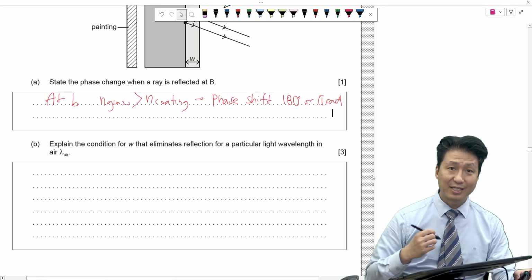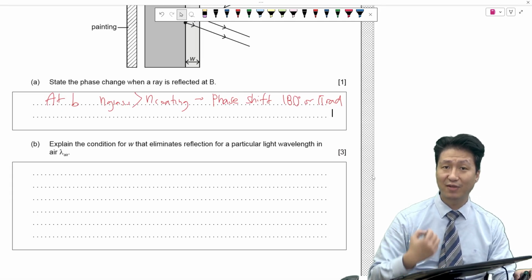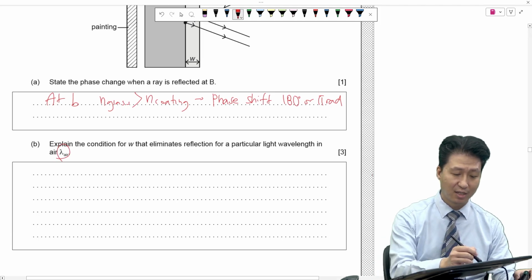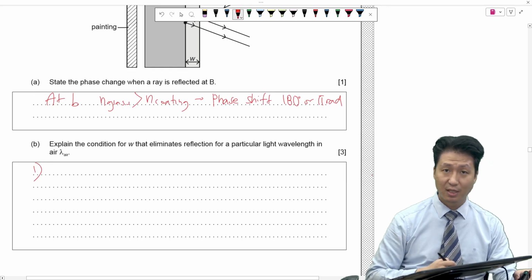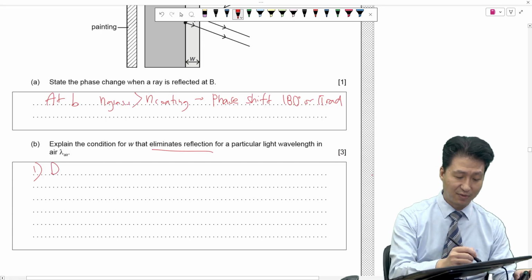Part B, explain the condition for W, which is the thickness, that eliminates reflection for a particular light wavelength in air, lambda air. So number one, in order to minimize or eliminate reflection, you have to have destructive interference.